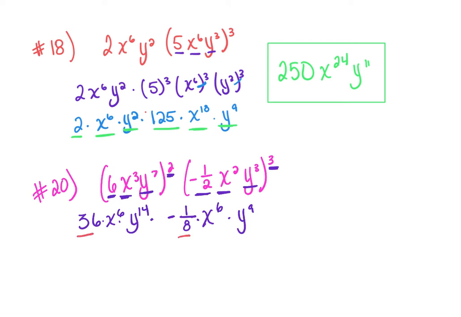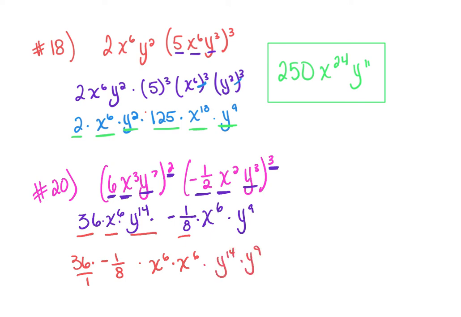I'm going to have 36 times negative 1/8. So 36 times negative 1/8. Remember, this is over 1. Then I can multiply my x's. X to the 6th times x to the 6th. Y to the 14th times y to the 9th.